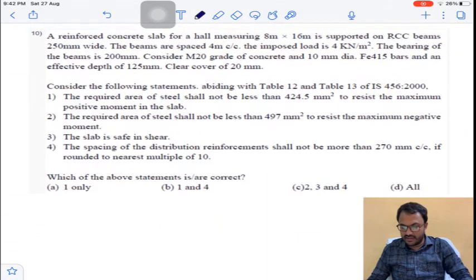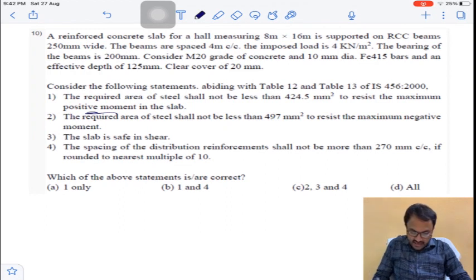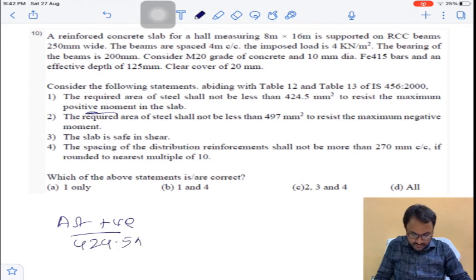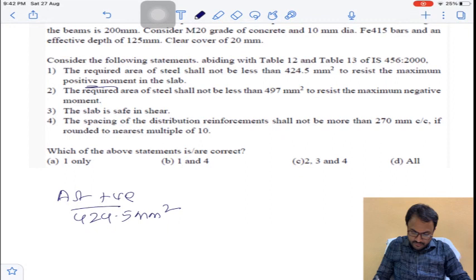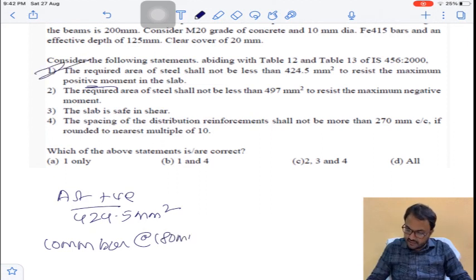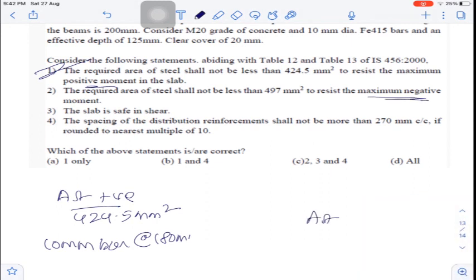Coming to question number 10. So now the required area of steel for positive moment. Only one formula, moment calculation of area of steel. So Ast positive we will get is 424.5 mm square. And for this spacing, same method, 10 mm bars at 180 mm center to center. Statement 1 is correct. Statement 2, that is for maximum negative, so you will get Ast negative as 497. So it will also be correct.